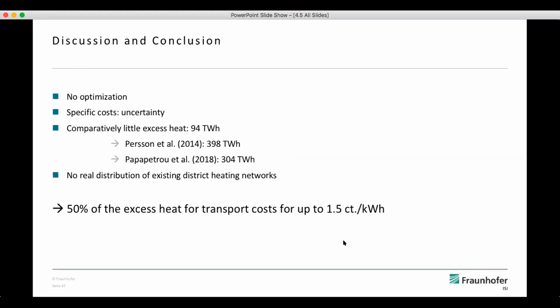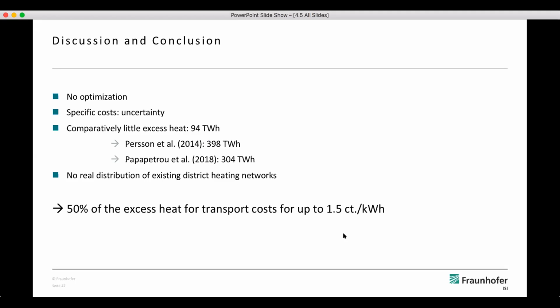So then let's come to the discussion and conclusion. What I presented you is a feature we have in our hot maps toolbox, which is based on a heuristic to show communities potentials of using excess heat in their district heating networks or potential district heating networks. We are not using an optimization, we are using a heuristic with threshold values.